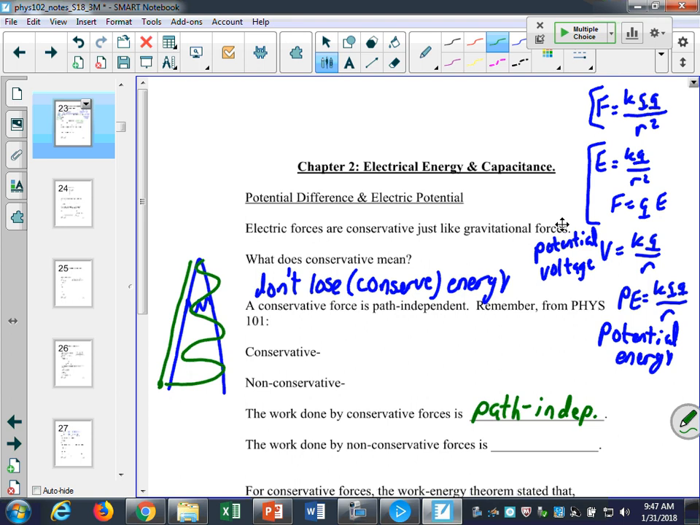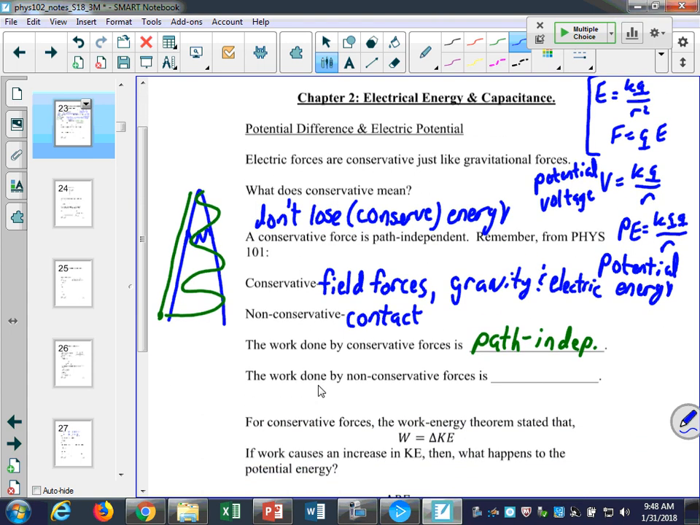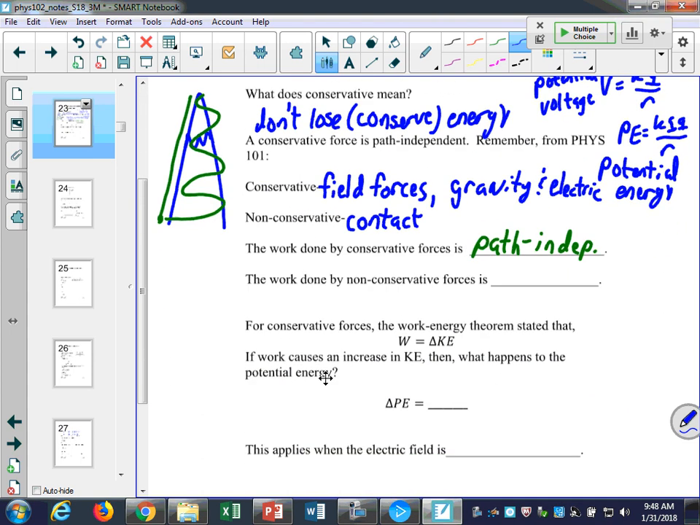All right, so let me fill in this. Conservative forces are field forces. Really, as far as we're concerned, we only know of two field forces, gravity and electric forces. And then non-conservative forces, these are contact forces. The work done by non-conservative forces, is it path independent or path dependent? Path dependent.